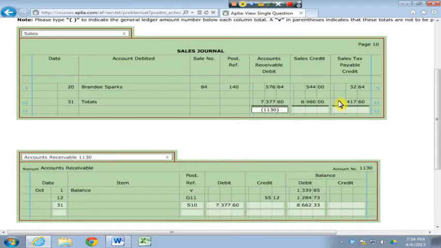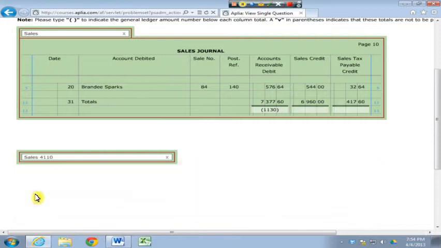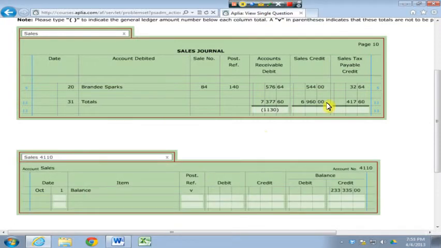Okay. Number 2 says we will post the October 31st column total. Oh, wait. Sorry, we're not done with number 1. We still have to do these other 2 accounts. So the next thing we're going to do is go to the sales credit ledger. So the sales ledger. And if someone would walk us through how to do this one.